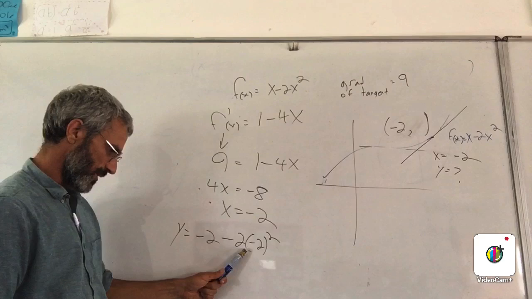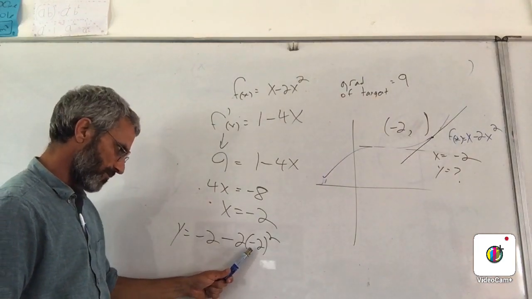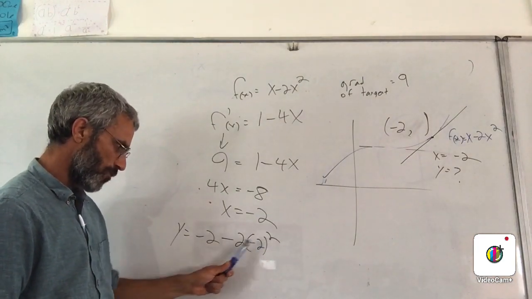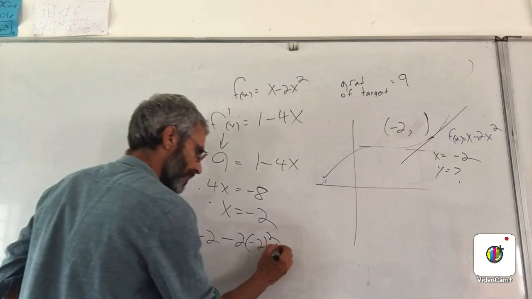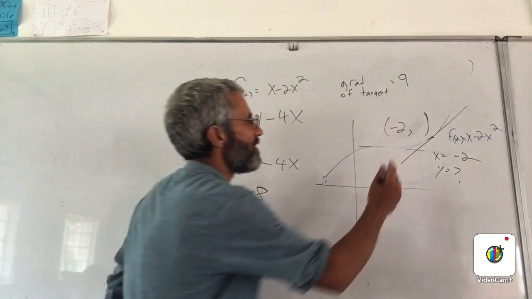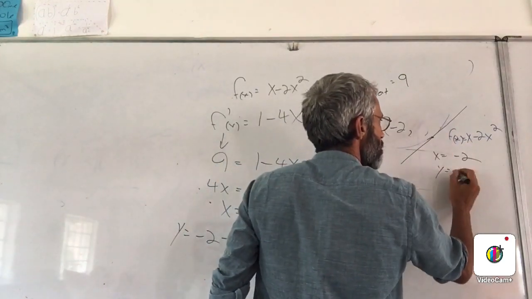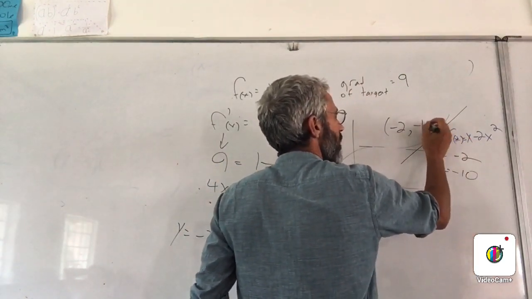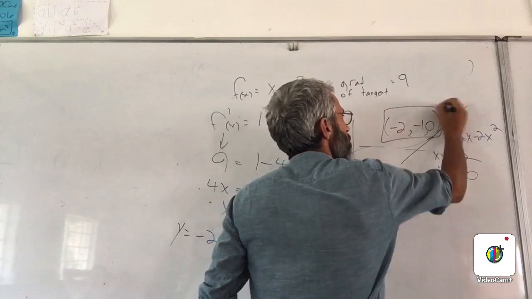So what is this? Just checking me here because I'm very possibly going to make a mistake. That's 4. That's minus 8. I think I'm getting minus 10. So altogether, the answer is y equals minus 10, and they really want you to write down the point of contact. So that's the answer you should get.